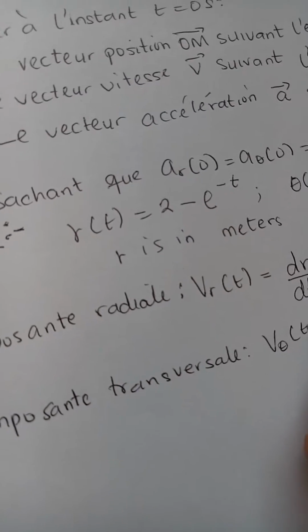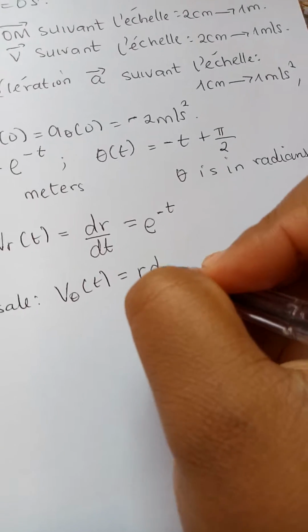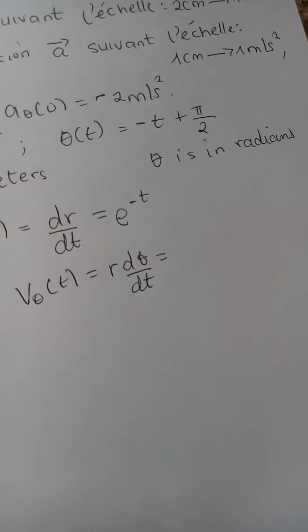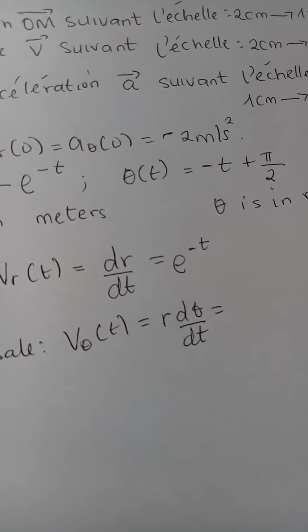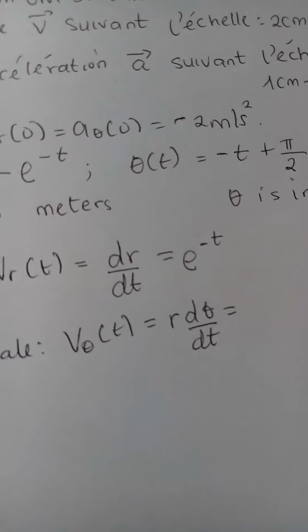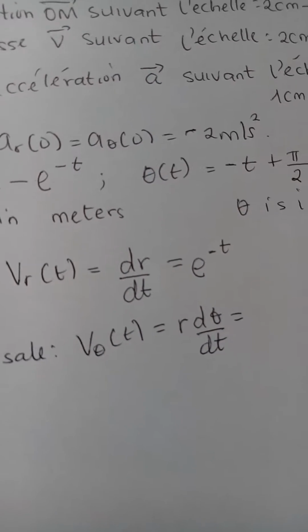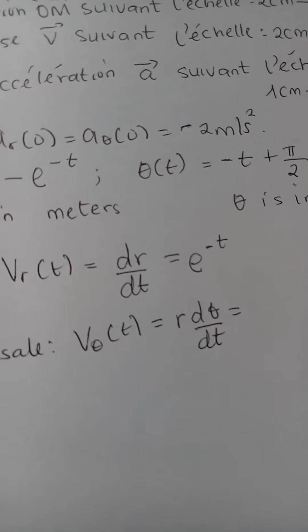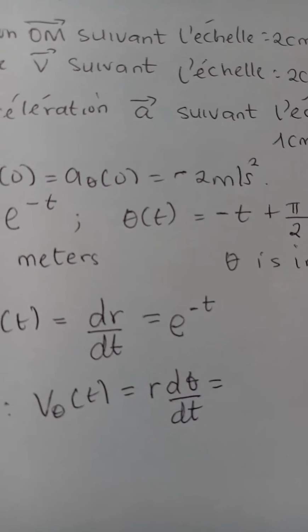V theta of t, and we say V theta of t is r d theta over dt. Another thing is, formulas are very important. At least you get 0.5 marks, like 0.5 for definitions, at least, depending on your professor. But formulas are very important, so you should stick them in your head and put them on paper during your exam, your interview, whatever.